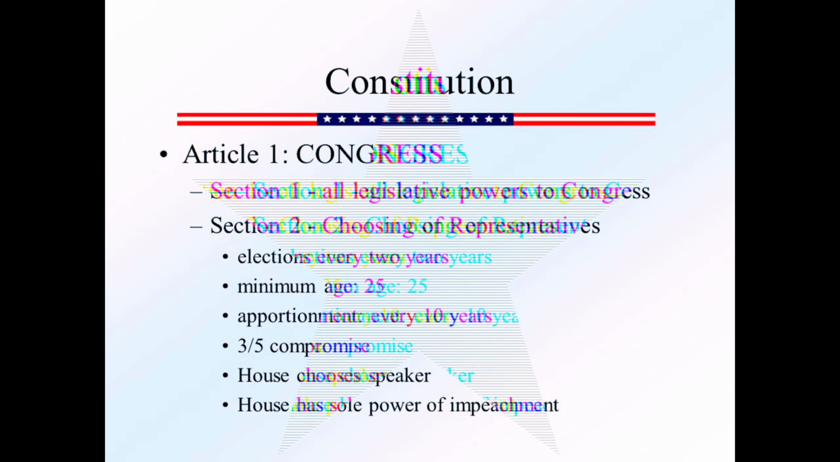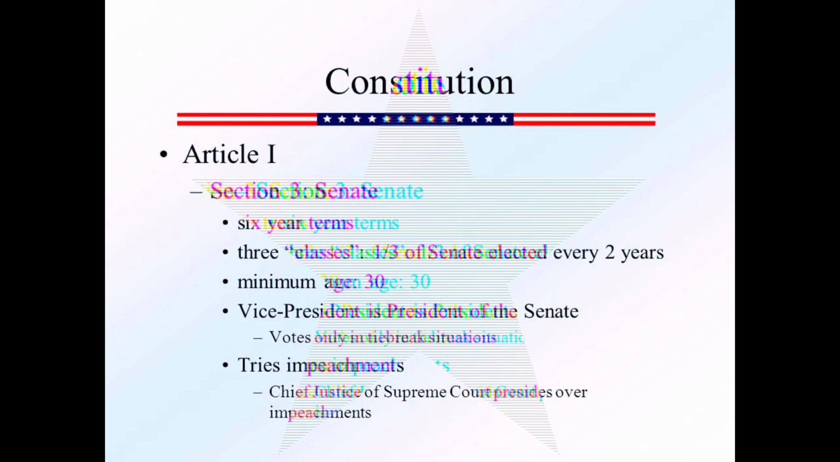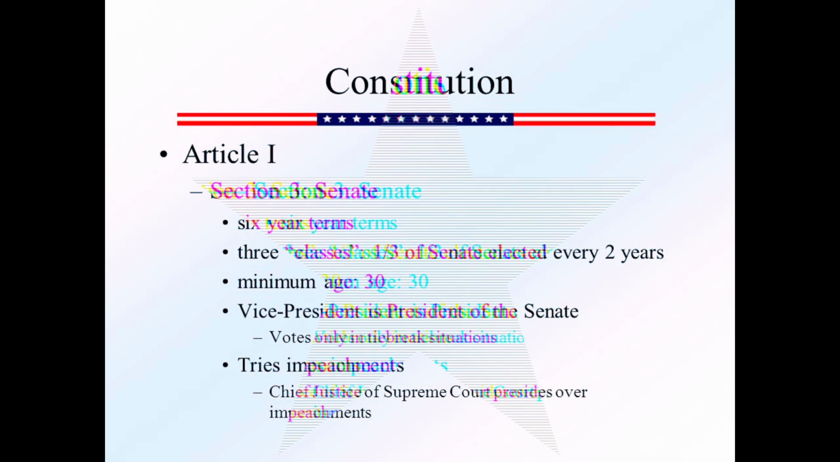Article 1's Vesting Clause grants all federal legislative power to Congress and establishes that Congress consists of the House of Representatives and the Senate. In combination with the vesting clauses of Article 2 and Article 3, the vesting clause of Article 1 establishes the separation of powers among the three branches of the federal government.